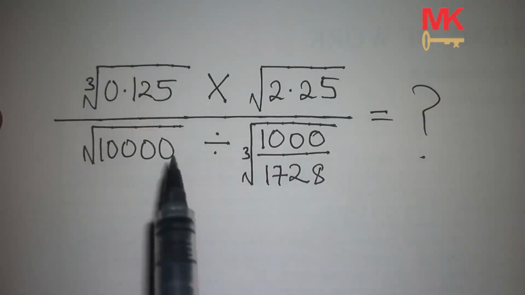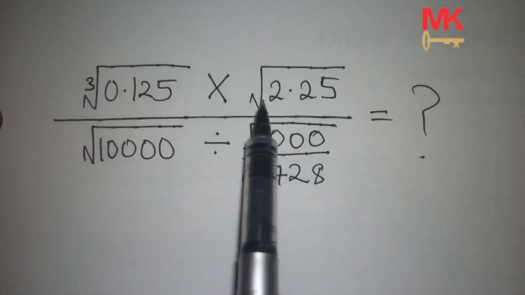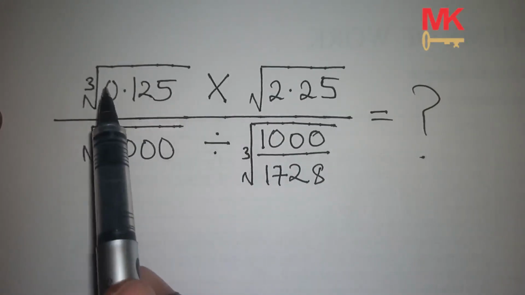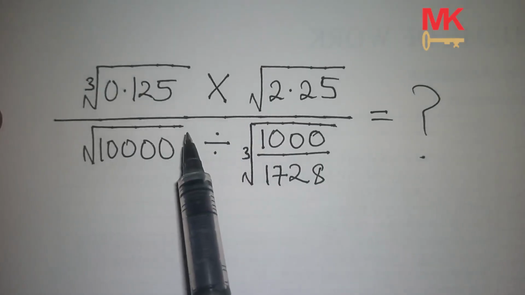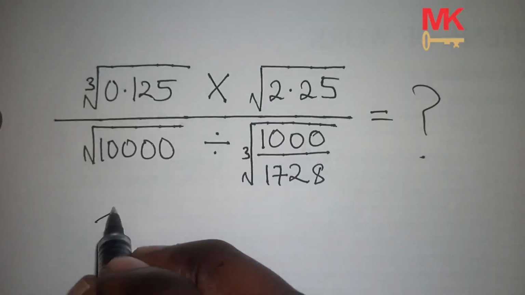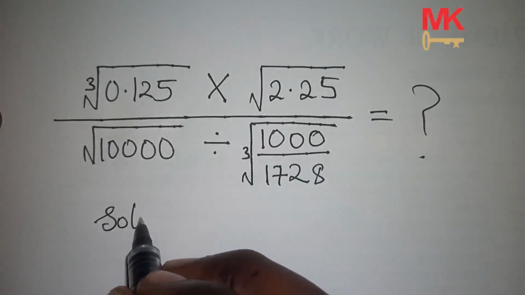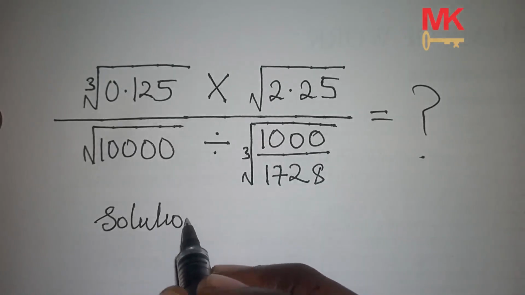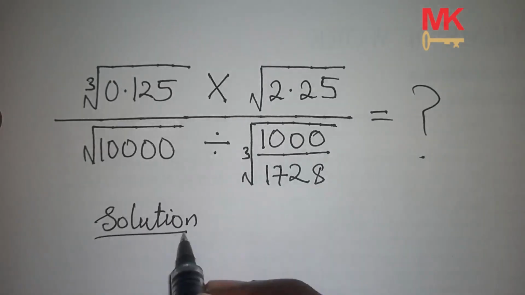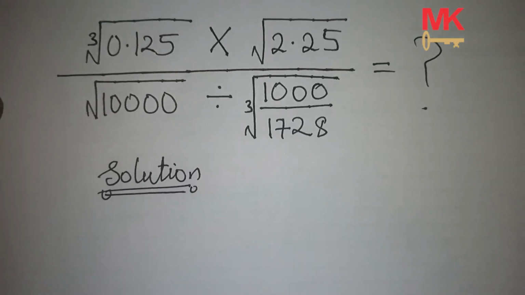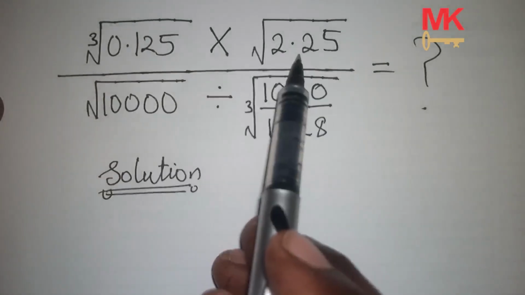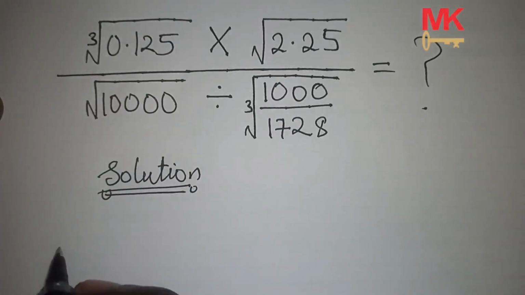In this tutorial, I'm going to show you how to simplify this entire expression involving square root without the use of a calculator. So the first thing we want to do is to get rid of all the decimals we are having here. So we're going to change each decimal here to a fraction.